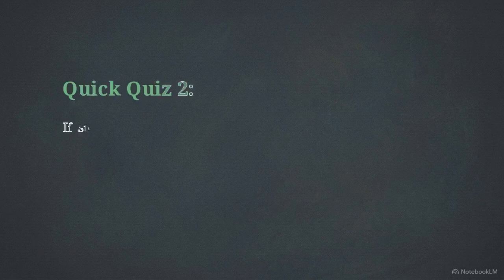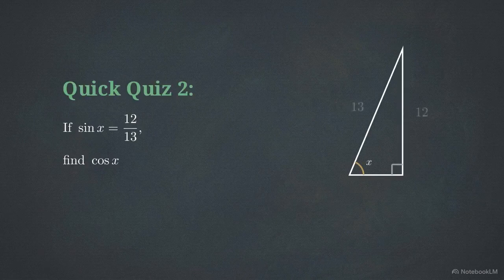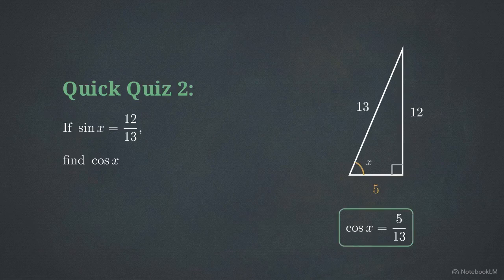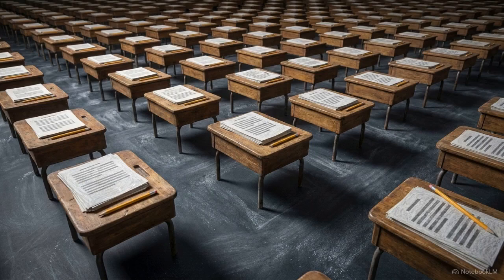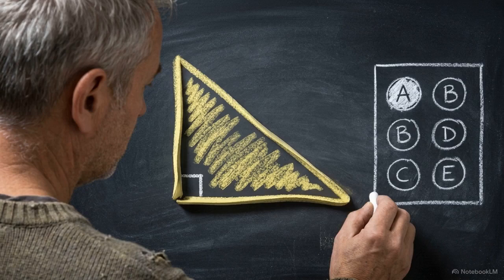Try one more. If sine x is 12/13, what is cosine x? Take a second to solve it. Using the 5-12-13 triple, we know the adjacent side is 5. That means cosine x is 5 over 13. Applying these shortcuts to different problems shows how the triangle logic works every time. These steps help you stay accurate and efficient when the numbers change on exam day.